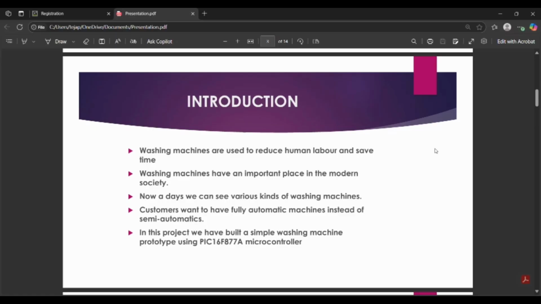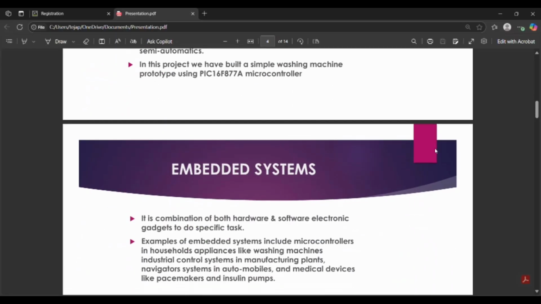Why? Because they are not supposed to do hard work. In this project we have built a simple washing machine prototype using the PIC16F877A microcontroller.